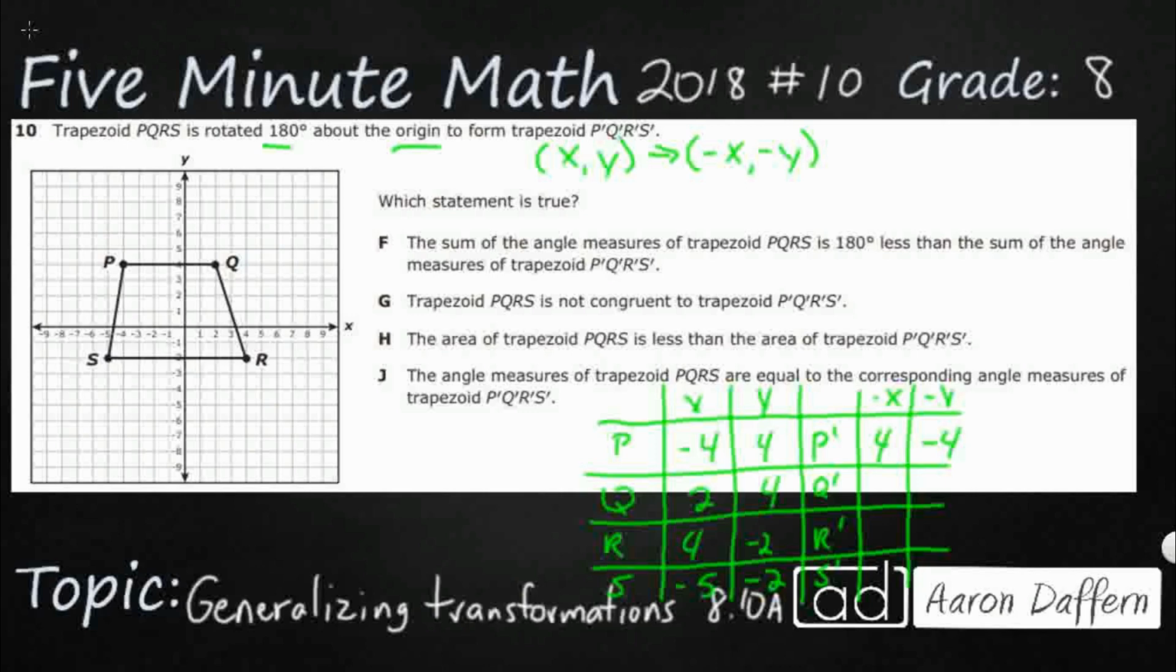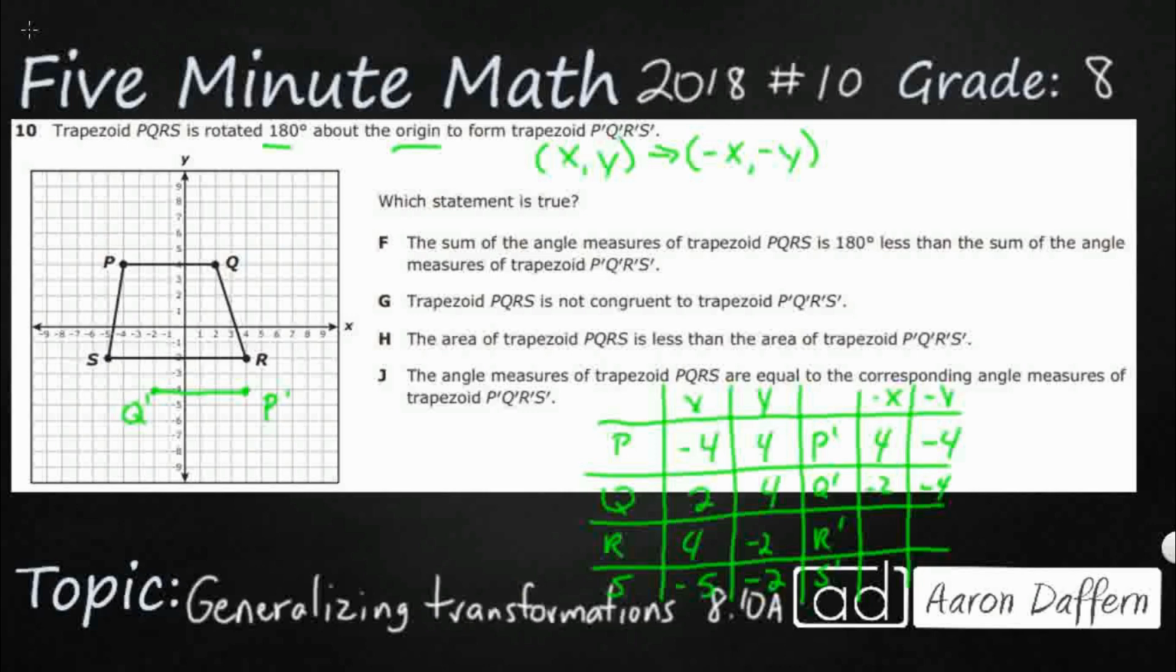Let's go ahead and graph that to see what that looks like. So it's going to be 4, negative 4. So my P prime is going to be down there. Q prime, instead of 2, 4, it's going to be negative 2, negative 4. So it's going to go over here to quadrant 3. So negative 2, negative 4. So that's Q prime. And you see that base of the trapezoid starting to take shape there.